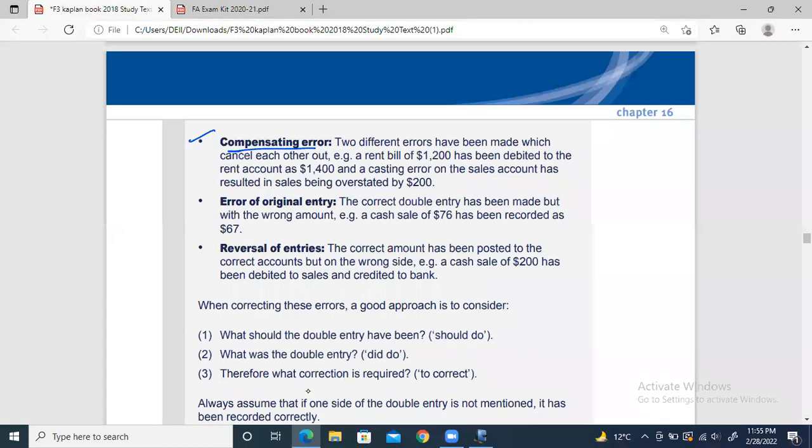Now the next one is error of original entry. What happens in this is that the correct double entry has been made, but with the wrong amount. Let's say a cash sale of $76 has been recorded as 67. The debits and credits are also the same, so there is no issue. We do the entry like this, but instead of 76, we write 67. The amount is wrong, but the treatment is the same, the debits and credits are correct. So the trial balance will also not know what's happening, because the debits and credits will be equal.